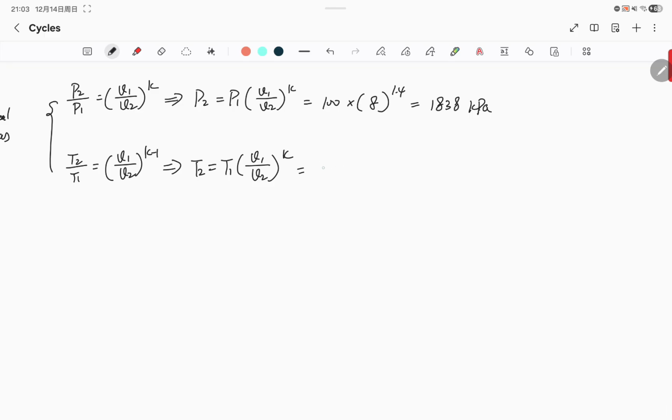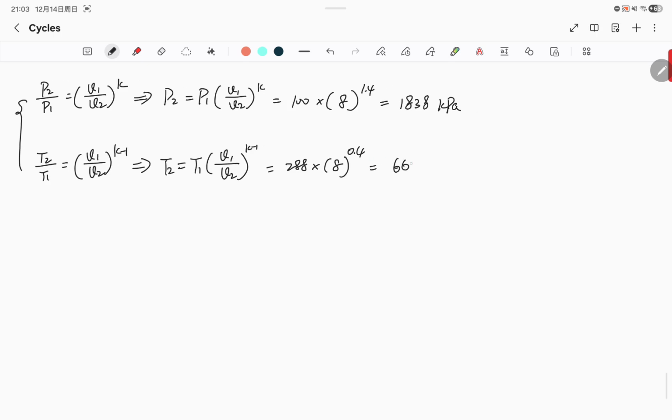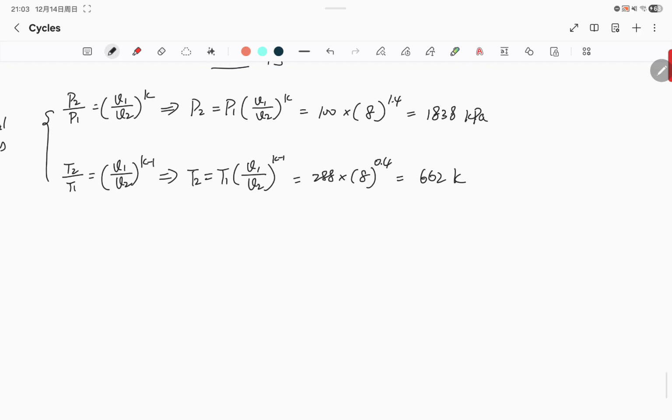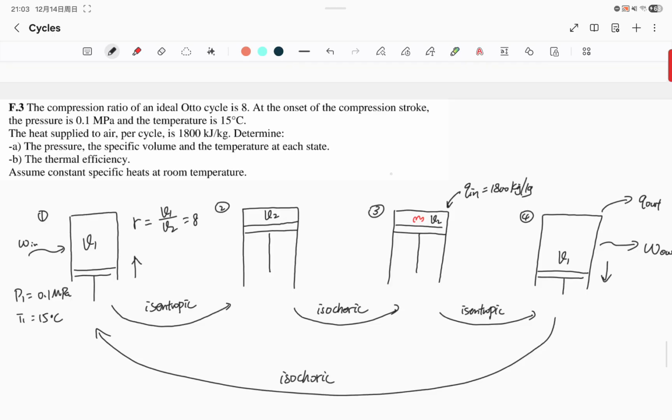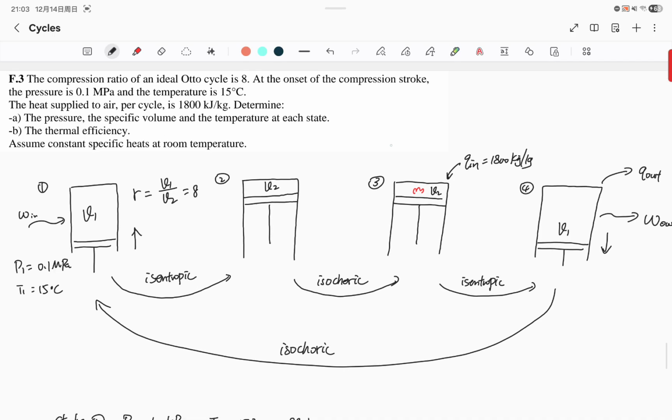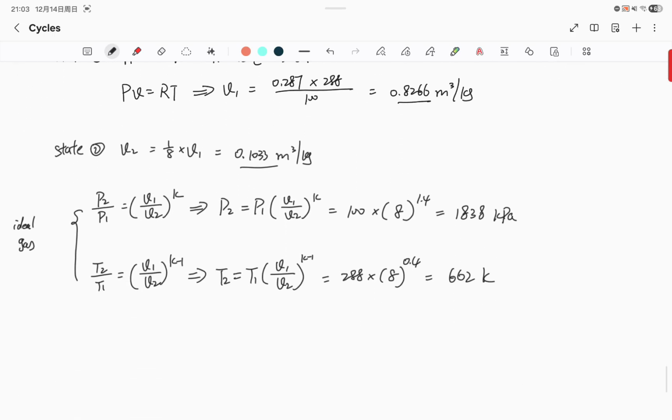My temperature T1 is 288, compression ratio 8. K, it's K minus 1. So that's 0.4. And T2, I have this. Is it normal that T2 is greater than T1? Well, yeah, you compress air, you're going to expect a higher value for temperature too.